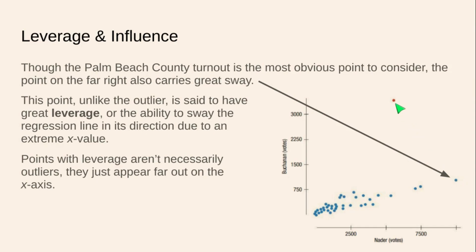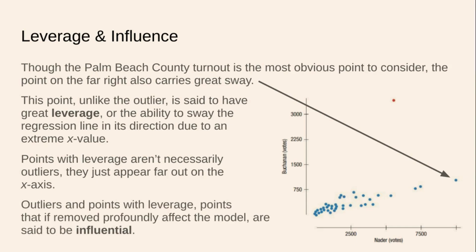Points that are outliers have an unnatural y value, either high or low. So outliers and points with leverage, points that if removed profoundly affect the model, are said to be influential. So if you have an influential point, it could be an outlier, like this one. It could be a point of high leverage, like that one, or it could be both at the same time.